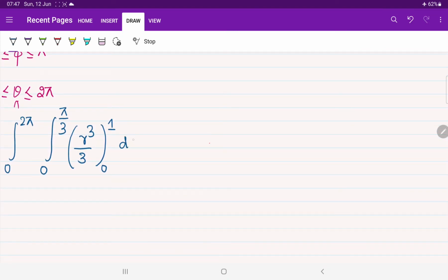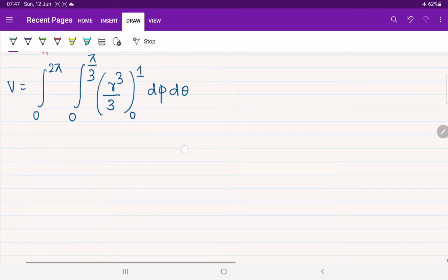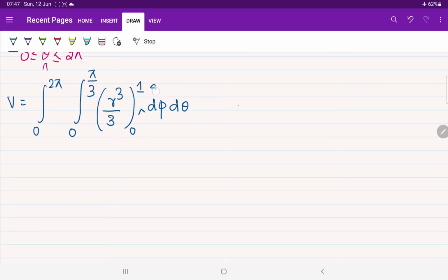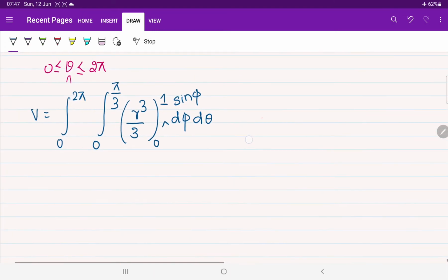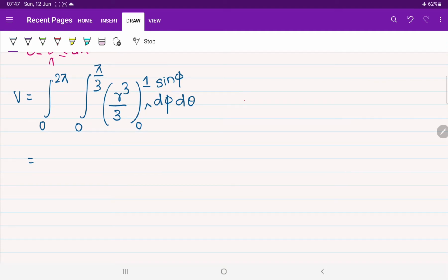Still two more integrations are pending, d phi d theta. Let us substitute the upper and the lower limit. I left one more function here, that is sin phi. Now let's continue from here. If we substitute the upper limit for r, it will become 1 cube by 3, and 1 cube by 3 is 1 by 3 only. The lower limit will give 0, and 0 by 3 will become 0. So that is useless. Let us continue the integration.